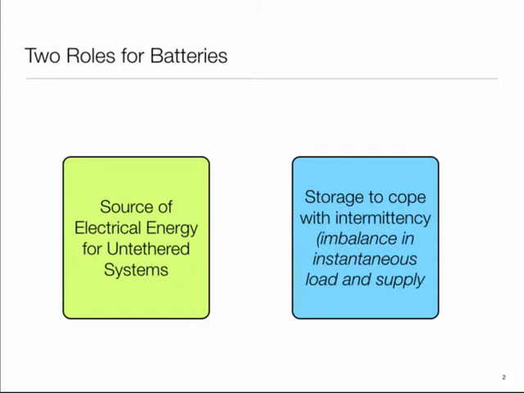Okay, so in the first case, they are the only source. In the other case, there is some other source, except that source is flaky, intermittent, and therefore the battery acts as a buffer to even things out. There can be other reasons why we might also use a battery. Can you think of some?